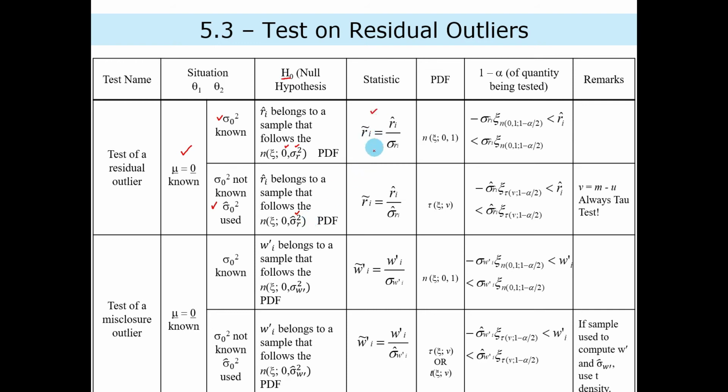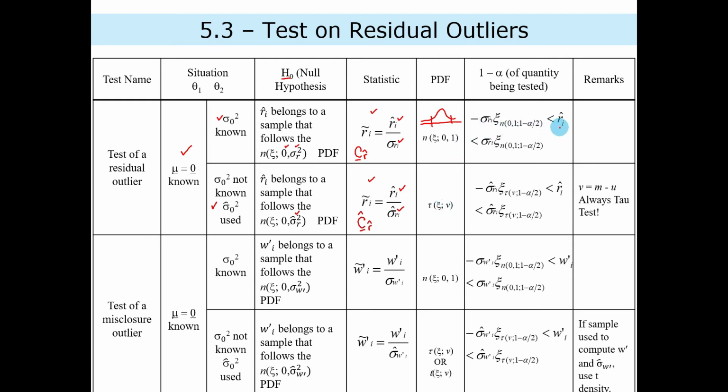The statistic is the standardized residual, which is the residual divided either by the standard deviation from the covariance matrix CR or the standard deviation as given by the scaled covariance matrix. Okay, we are going to have the PDF to define. This is going to be a two-tailed test. We can use a normal distribution or a tau distribution.